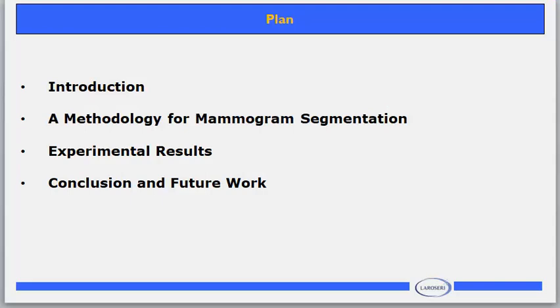Now, before we start, let's have a look at the study plan. We start with an introduction, then we talk about the methodology for mammogram segmentation, and then we talk about experimental results, and we finish with the conclusion and future work.